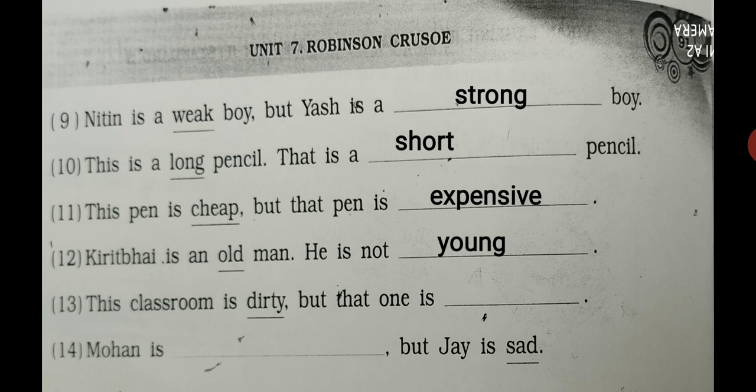Understand? This classroom is dirty, but that one is dash. What is the opposite of dirty? Clean. And the last sentence is Mohan is dash, but Jay is sad. And the underlined word is sad. So what is the opposite of sad? Yes, happy. Understand? This is the way we have to write the opposite adjectives and make two different sentences with their meanings.